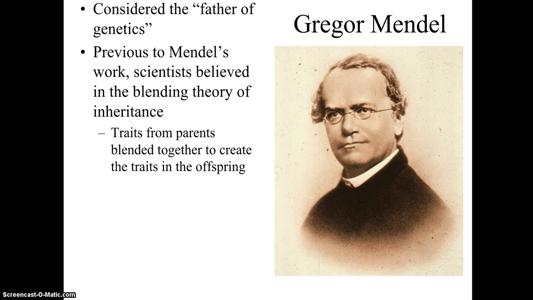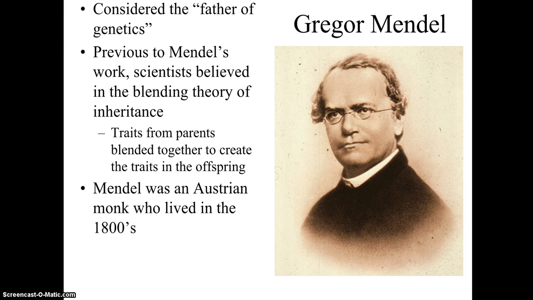So again, the blending theory is incorrect, and it says that every trait from your dad blends with every trait from your mom to make you a perfect mixture of mom and dad. Well, Mendel refuted this. Even though he was probably taught the blending theory, he did a lot of work with pea plants. I'm sure you remember that from 8th grade. He was a monk in Austria. He was a teacher in the monastery. He lived in the 1800s, and he did some work that really disproved this blending theory of inheritance.